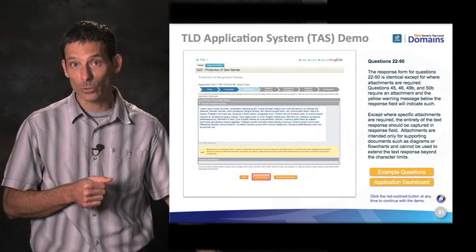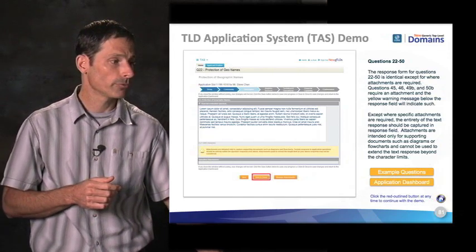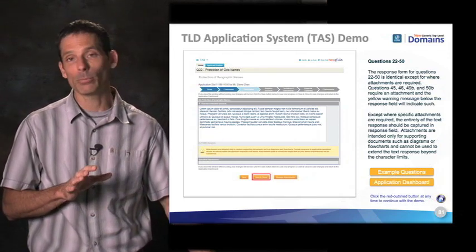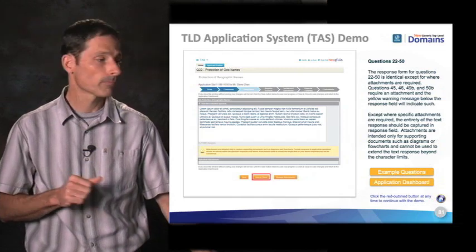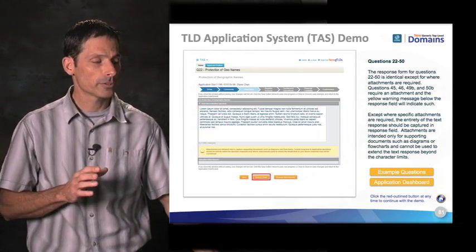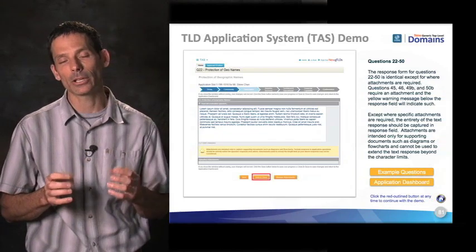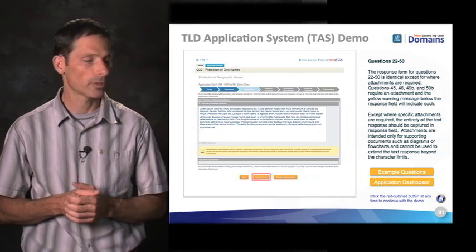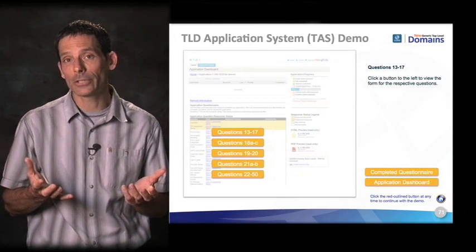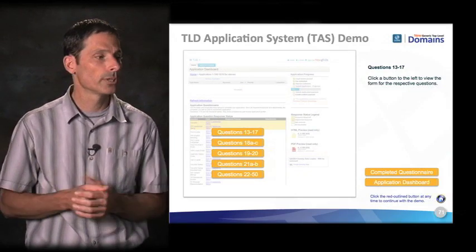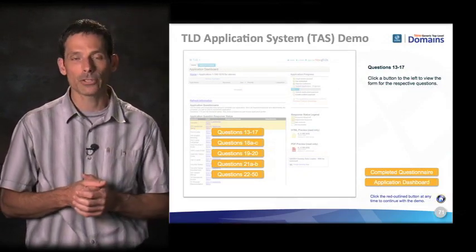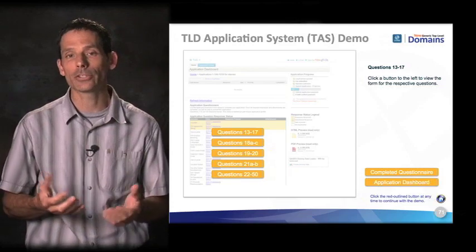Where an attachment is required for questions 22 through 50, it will be indicated in the yellow box at the bottom of the entry field. And in those instances where it is, you simply click on the Manage Attachments button at the bottom and it'll let you attach documents associated with that question. Every time you've finished entering information, you click Save and Close. It's going to take you back to your application dashboard where you can click on the next question and continue.